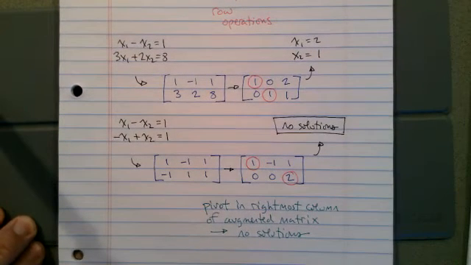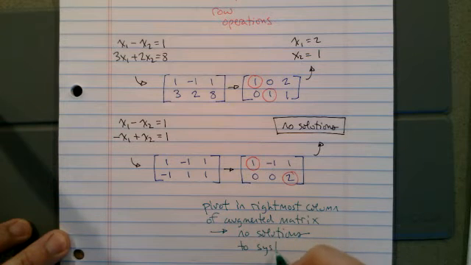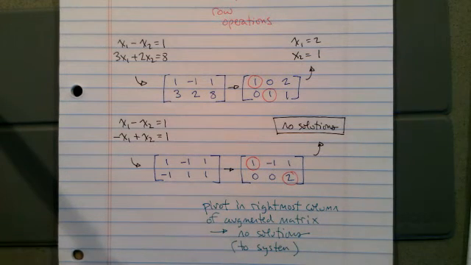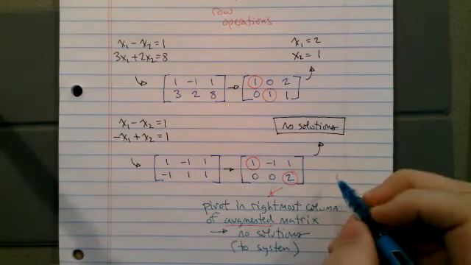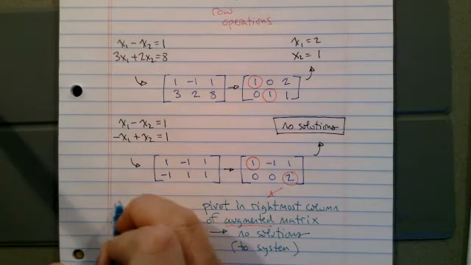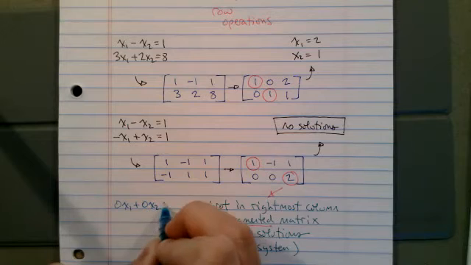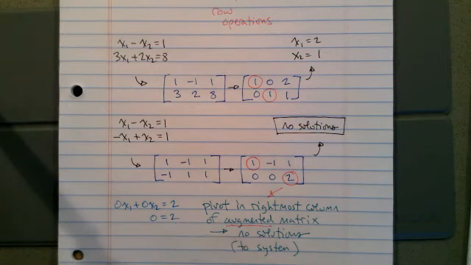And solutions are a thing that belong to the system. So there are no solutions to the system. A pivot in the rightmost column of the augmented matrix indicates that there are no solutions to the system. If we look at what this last equation says, the last equation says 0x1 plus 0x2 is equal to 2, and that does not have any solutions. That means that 0 is equal to 2, and that is a contradiction.